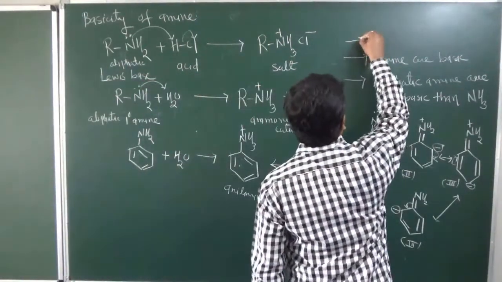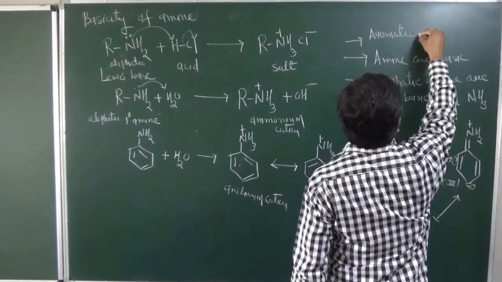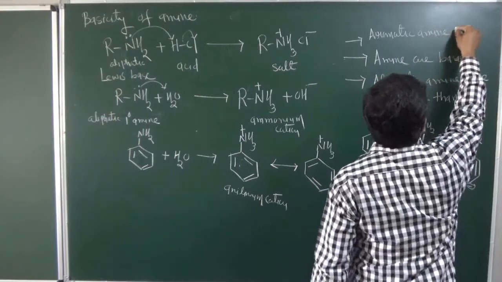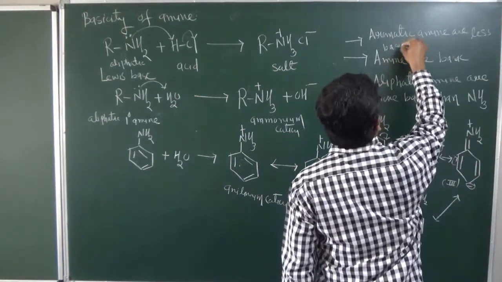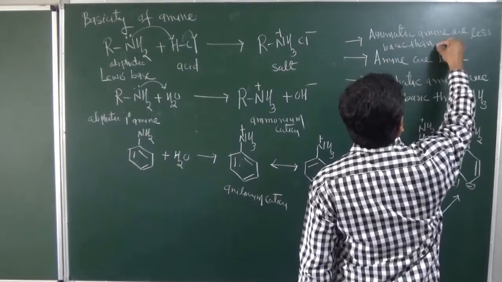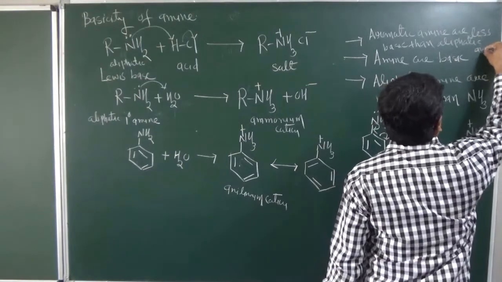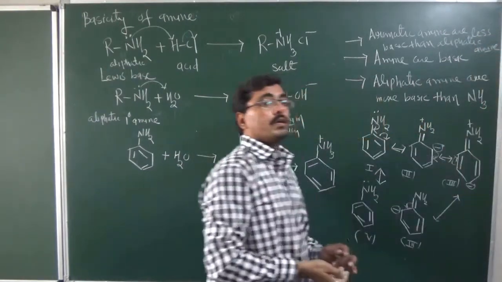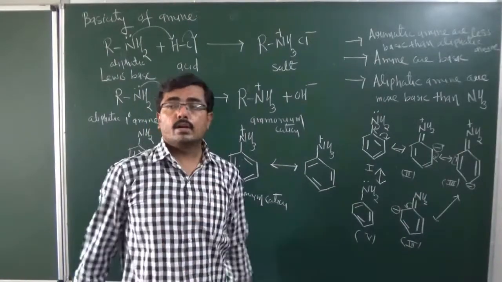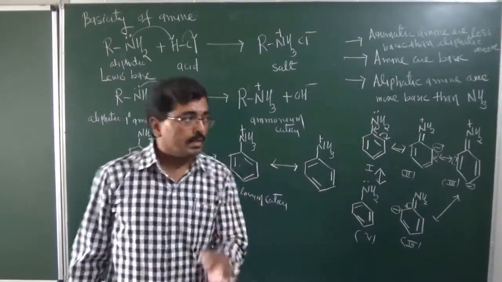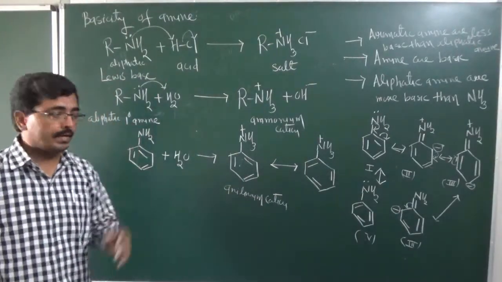So I will write one more statement here. We can write here: aromatic amines are less basic than aliphatic amines, because in aromatic amines, because of the resonating structures, the availability of the electron pair on nitrogen will be less. Therefore aromatic amines are less basic as compared to aliphatic amines.